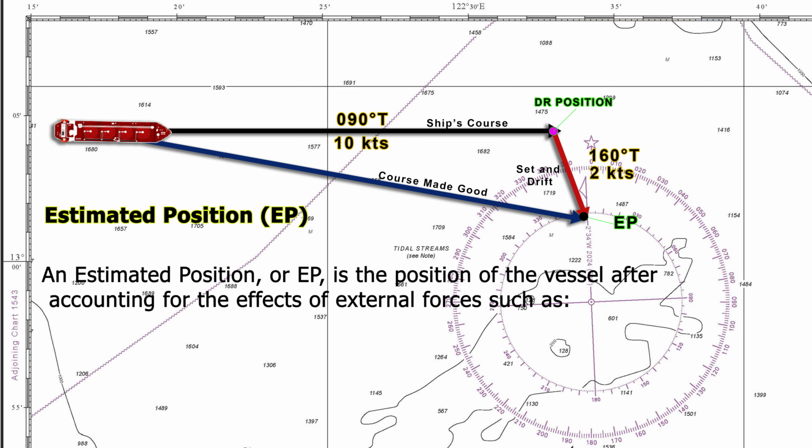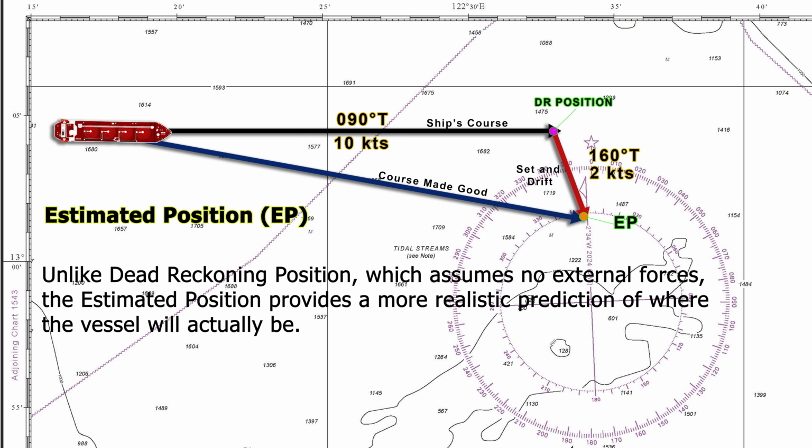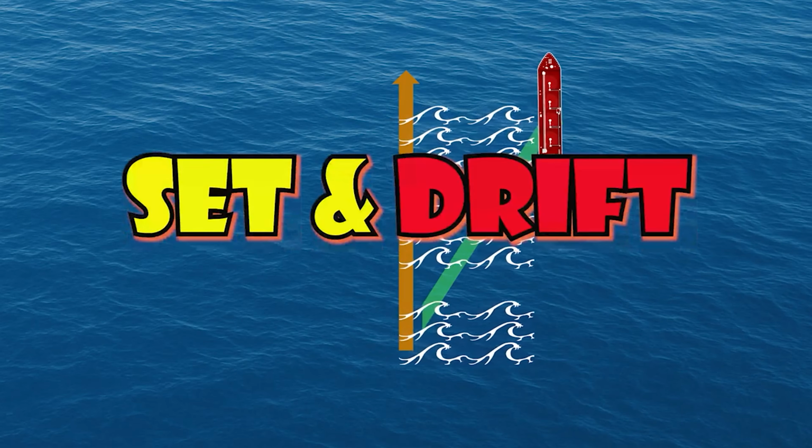An estimated position, or EP, is the position of the vessel after accounting for the effects of external forces such as current set and drift, wind, leeway. Unlike dead reckoning position, which assumes no external forces, the estimated position provides a more realistic prediction of where the vessel will actually be. What are set and drift?